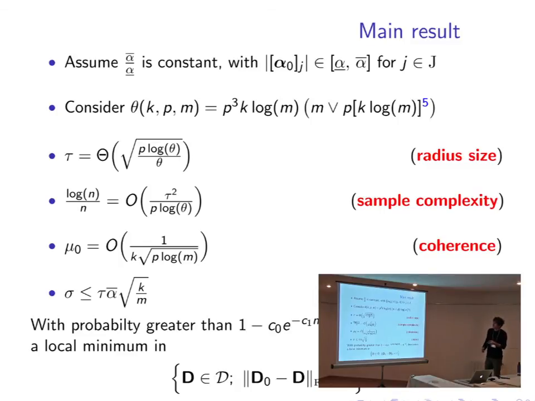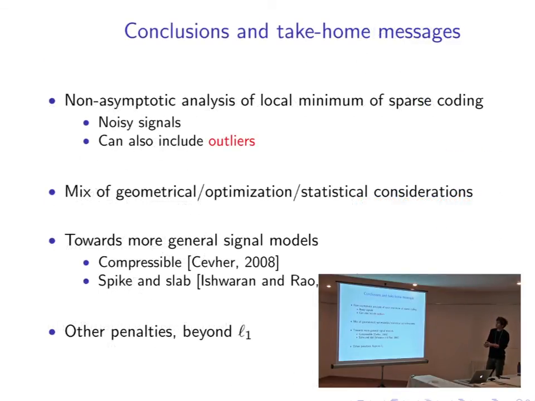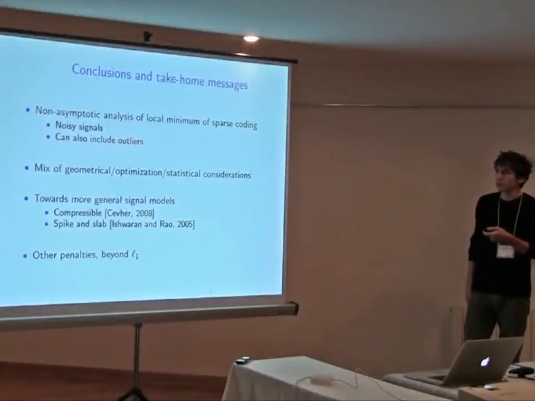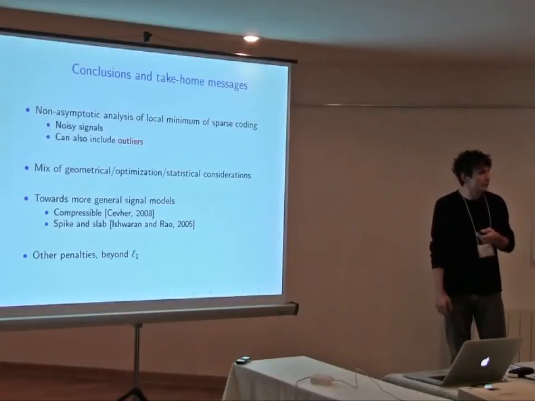So let me now conclude and give some take-home messages regarding this analysis. We have shown that it was possible to prove that sparse coding admits some local minima in this specific generative model of sparse signals. And as opposed to previous work, we were able to consider the case of noisy signals.